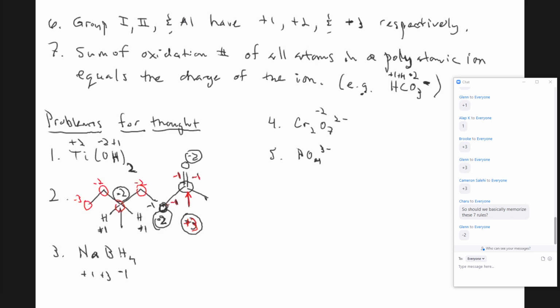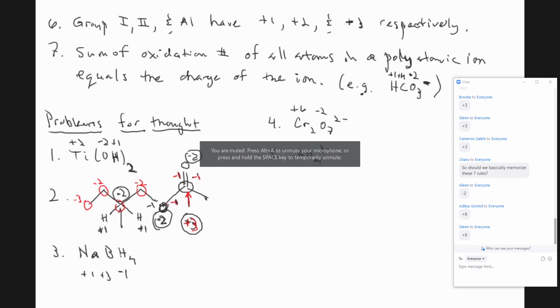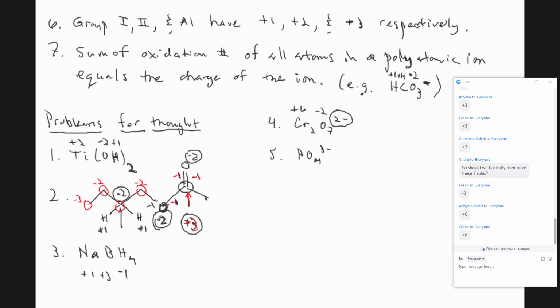You're going to have a -2 overall, so that means chromium has to have a +12 charge, right, out of the 2. So that means the oxidation state of each chromium is what? Very good. +6. 6 times 2 is 12. -2 times 7 is -14. So +12 minus 14 gives us an overall charge of -2. Easy? Just getting you guys thinking about it.